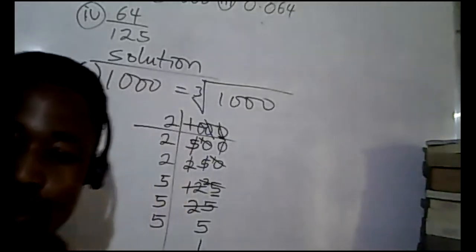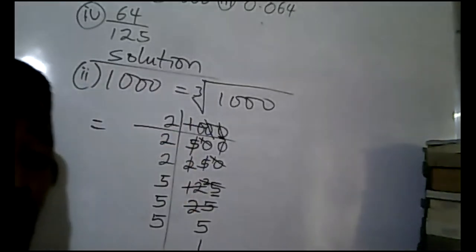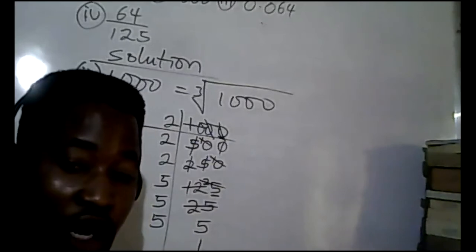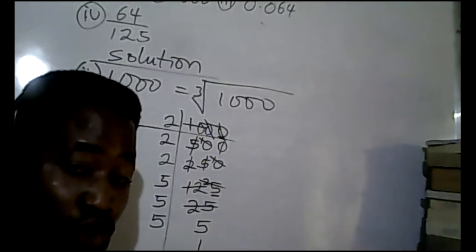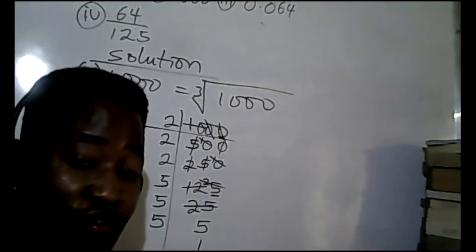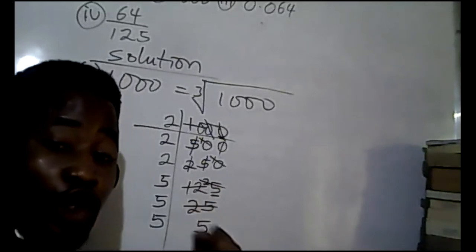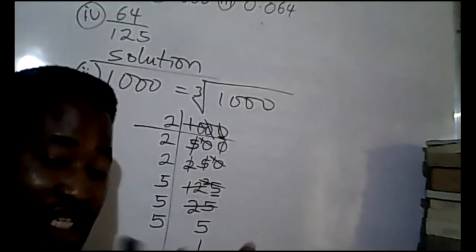Now, I told you, listen. Now, we want to group in threes. Very important. We're not grouping in twos. You group in twos if you're looking for square root. But here we're looking for cube root. So you have to group in threes.